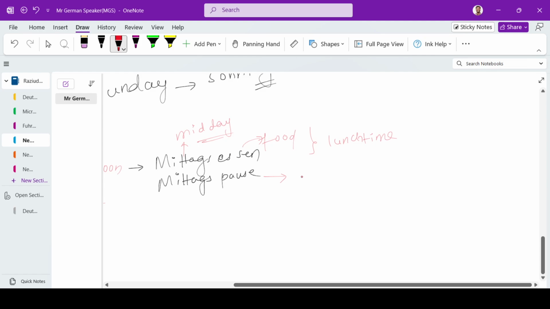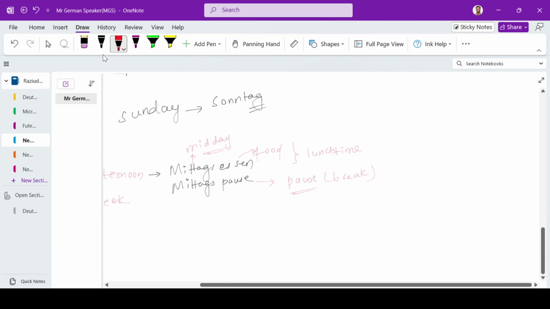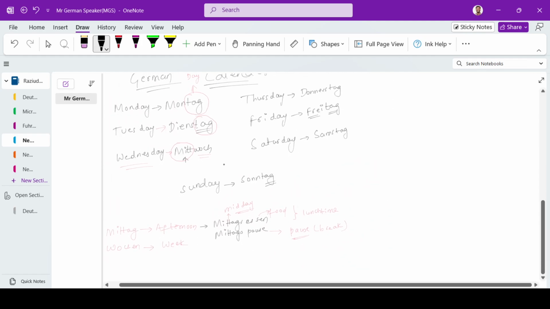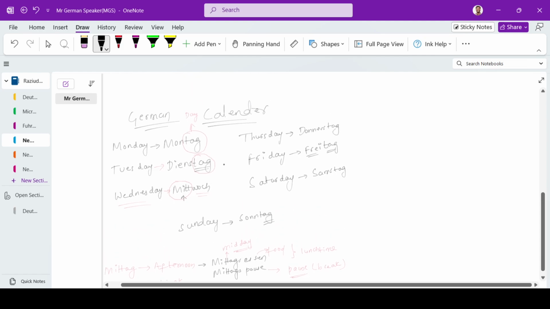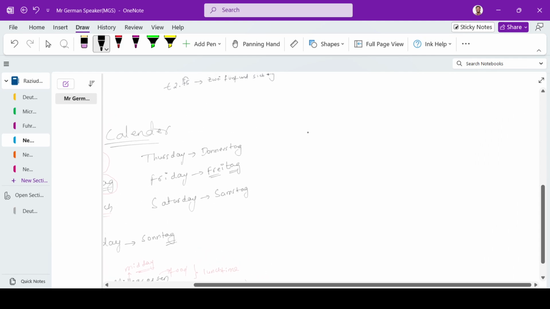Pause is just like English pause, break. So Mittagspause is like Mittags break, or like lunch break. Okay. And let's move further. So these were the calendar days, German calendar days.